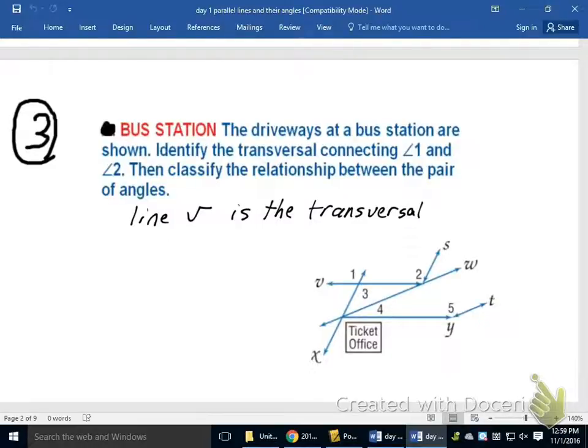All right. Now we're to classify the relationship between the pair of angles. With these two angles at the intersection point, they are in the same location, top left, top left. So because they are corresponding in their location, these are called corresponding angles.